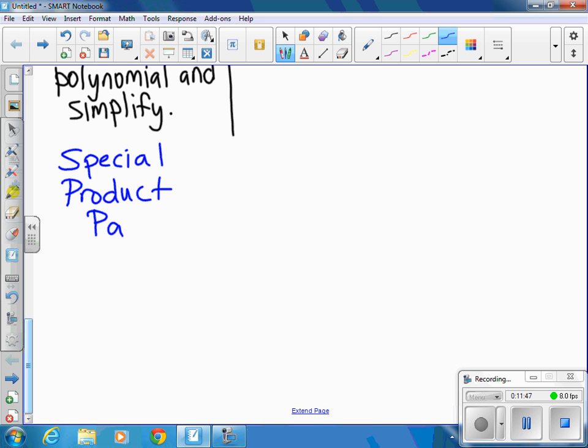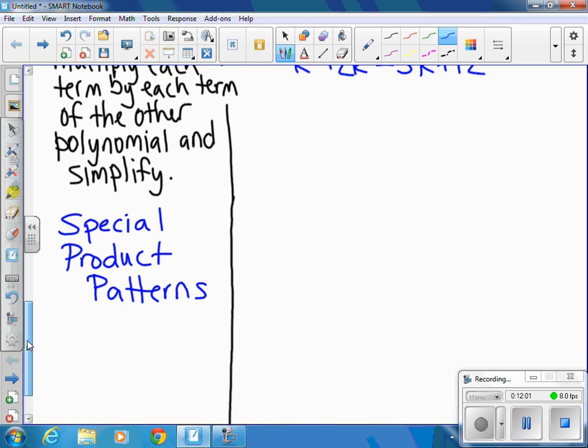And you'll see why they're special. They actually have a memory trick that if you're willing to learn it and memorize it and commit it to memory, then you don't need to do any kind of work. You can just jump straight to the answer because you know the trick behind it. But if you don't, you can always have a backup plan as FOIL. FOIL will always work for these special ones.